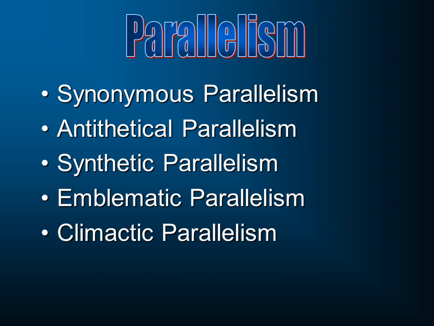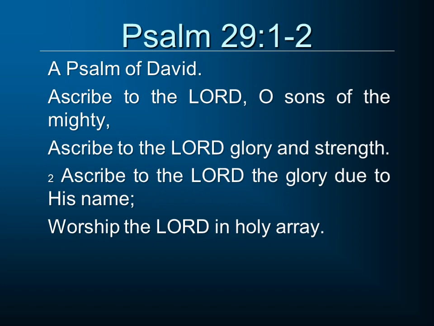Climactic parallelism. This is when you, again using one of those first three groups, build the cadence up to a climactic statement. Our example of this sort of parallelism is taken from Psalm 29, the entire psalm. We start off with the Psalm of David. That's the superscription. By the way, the superscriptions are in our oldest Hebrew text, and so that's not something that was added by the translators.